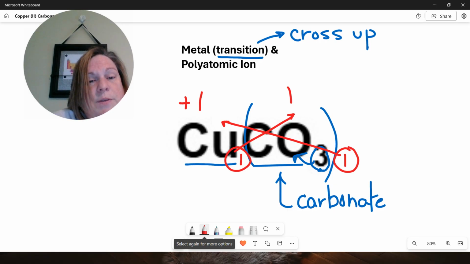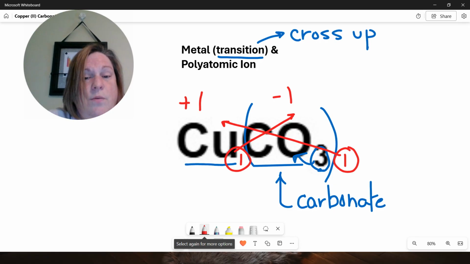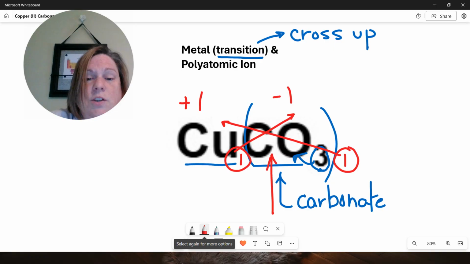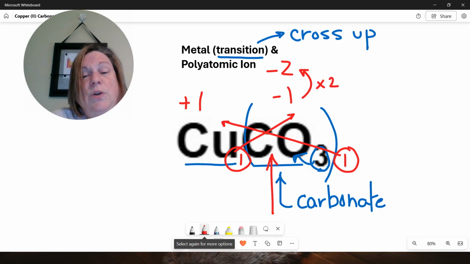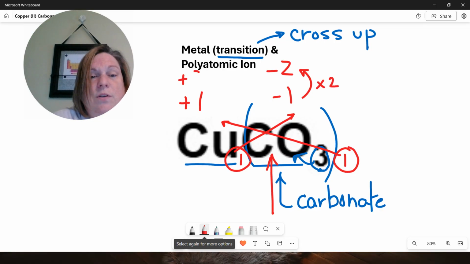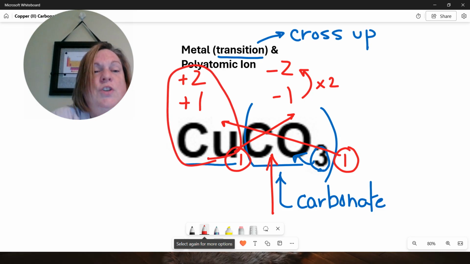The first one is always positive. The second one is always negative. But we do need to check carbonate's formula on our chart. And it is not a -1. It is actually a -2. How can I go from -1 to -2? I multiply this ratio by 2. What I do to one side, I must do to the other. So this copper here is a copper 2.